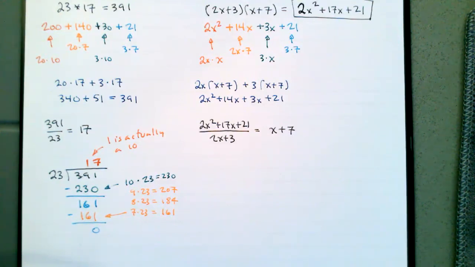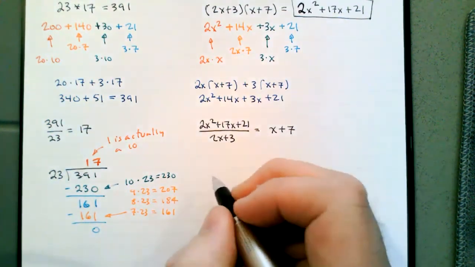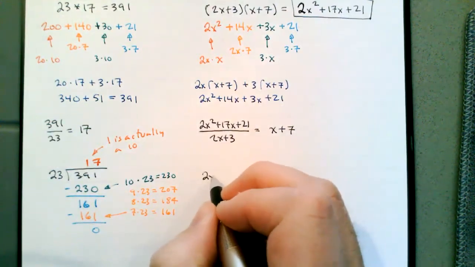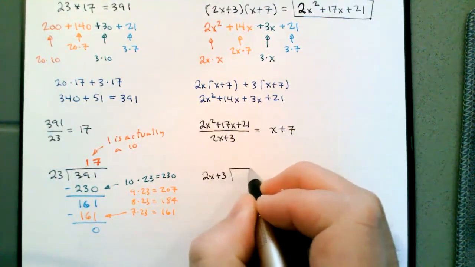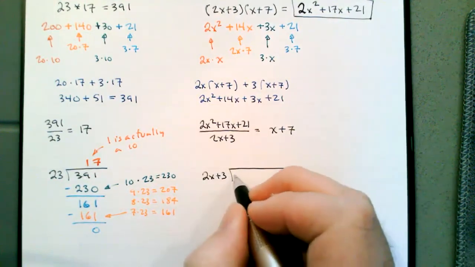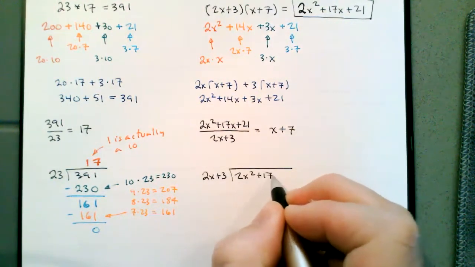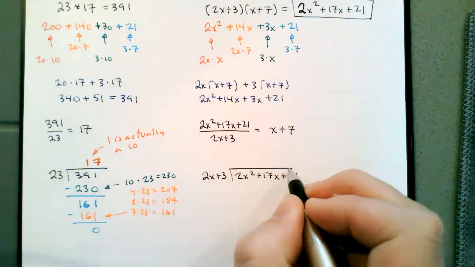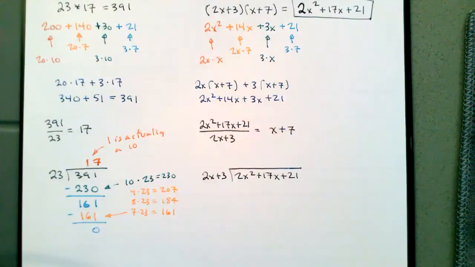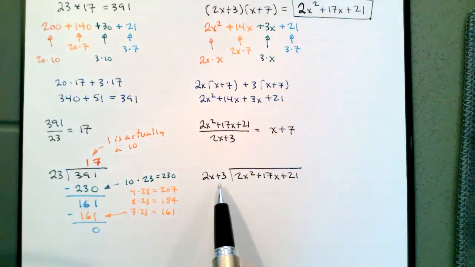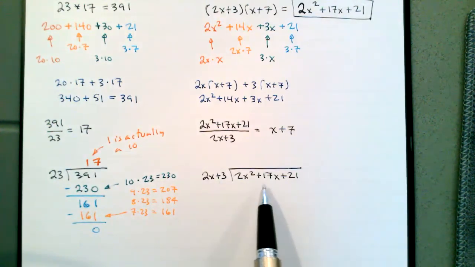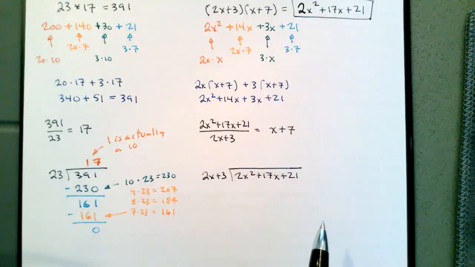We do the same process if we divide in polynomials. We're trying to decide how many times, if I want to divide 2x squared plus 17x plus 21 by 2x plus 3, I want to know how many times I could subtract 2x plus 3 from 2x squared plus 17x plus 21 without going negative. Now things are a little bit weird. I got to adjust a little bit.